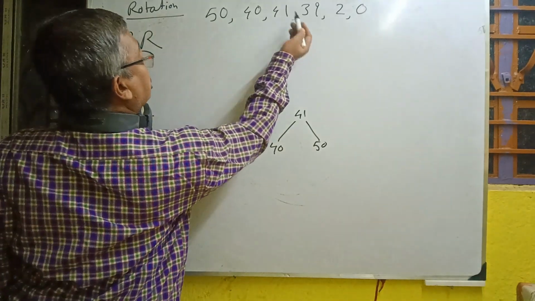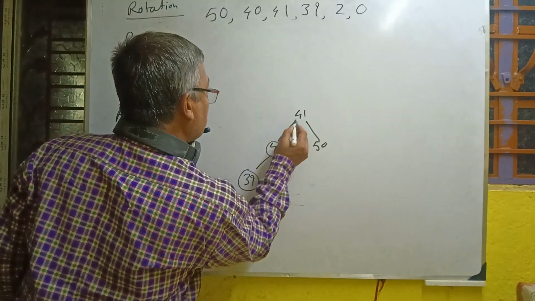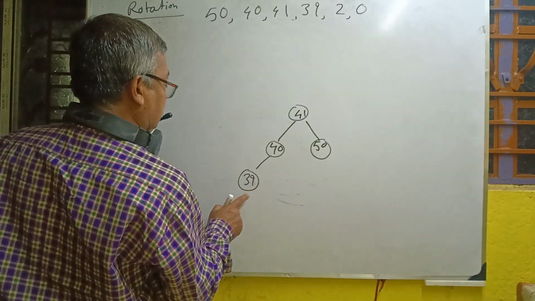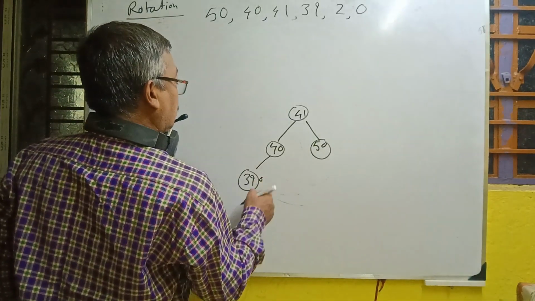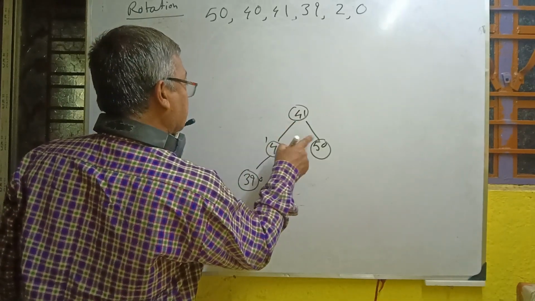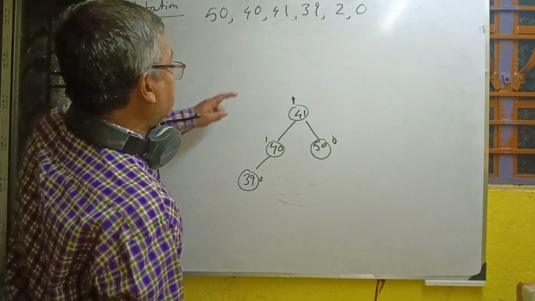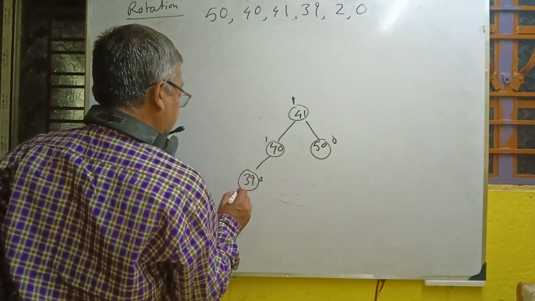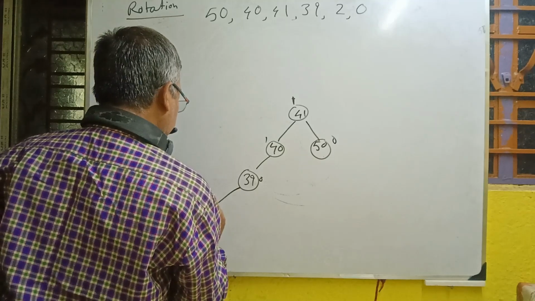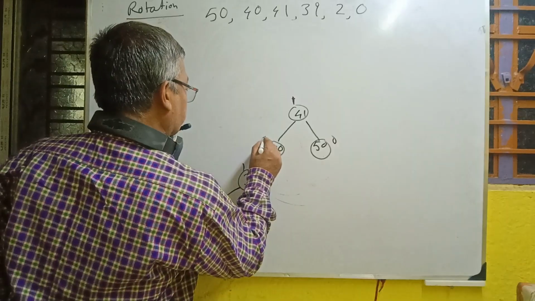Now, next 39. 39 is less than 40. Now we have to check the balance factor. For 39, the balance factor is 0. For 40, the balance factor is 1 minus 0, that is 1. For 41, the balance factor is 2 minus 1, that is 1. For 50, the balance factor is 0. Now I am inserting the next node, 20. 20 is less than 39. The balance factor of 20 is 0. The balance factor of 39 is 1. The balance factor of 40 is 2.